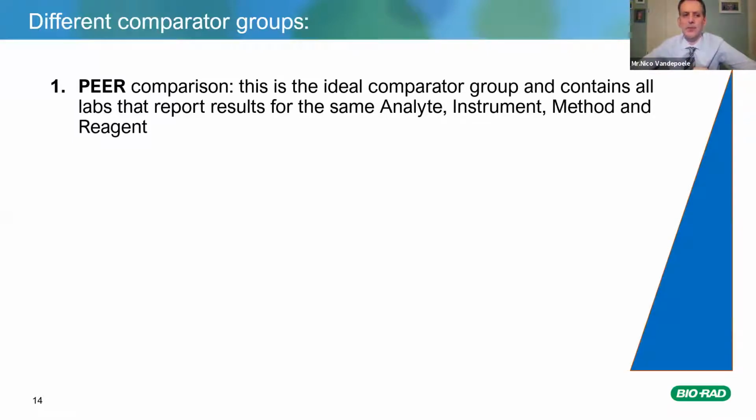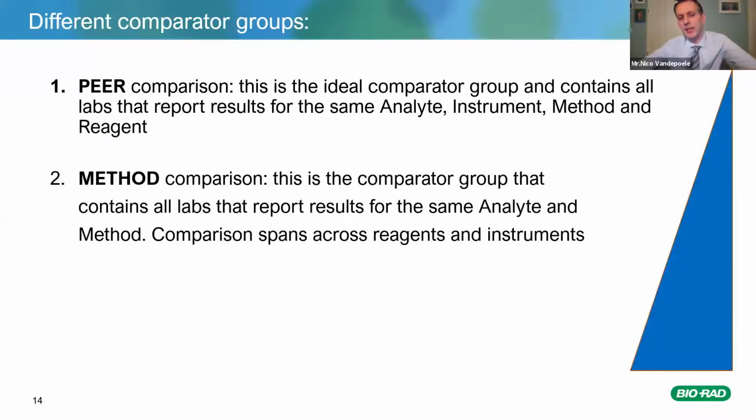So when I talked about comparators, it is important to understand what the comparators are in your different programs. And the most important one is, like we always talk about, the peer comparison. That's the ideal comparator: same analyte, instrument, method, reagent. Units are normally converted, so you don't have to worry about that. But that is what you ideally compare to, because then you're looking at exactly the same system, and it should be exactly the same results that you should be getting.